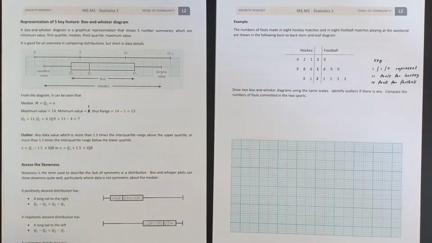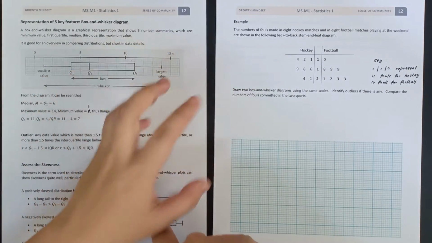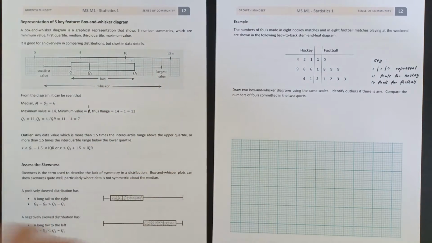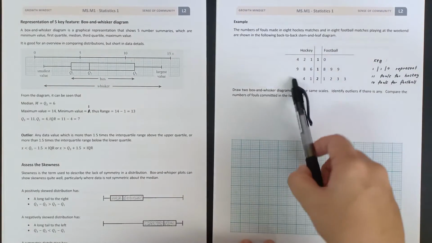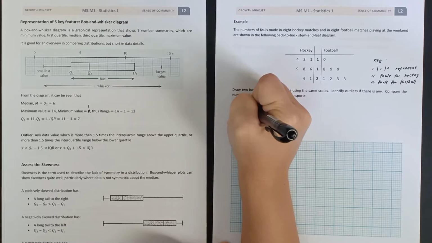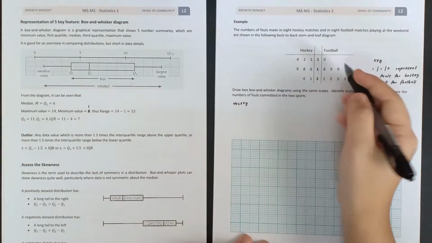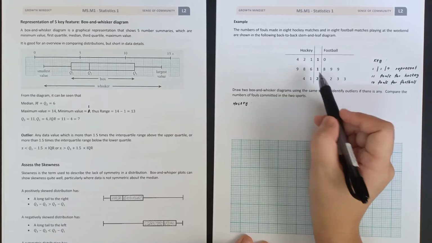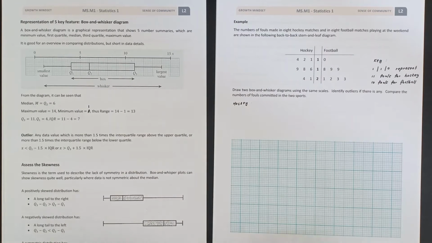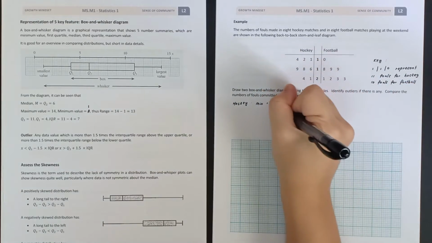Do you still remember the things you need to draw a box and whisker diagram? You need to find your 5-number summary: your minimum point, first quartile, median, third quartile, and maximum value. There are 8 numbers here and 8 numbers here. We start from hockey. What is the minimum value here? You can see it's 11, 12, 14, 16, 18, 19, 21, 24. So for hockey, your minimum value is 11.